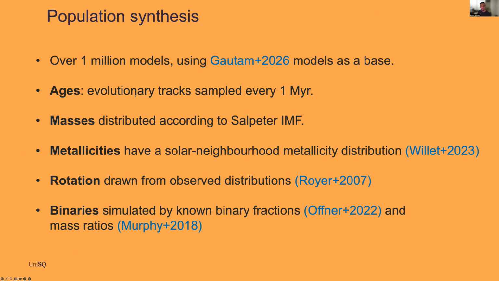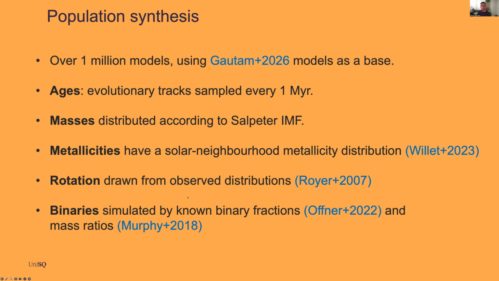So in order to work out how these effects propagate through to our analysis of delta Scuti stars, we simulated over 1 million models using Anuj's grid as a base. We sampled each evolutionary track every megayear so that the stars are equally sampled in age. The masses are distributed according to a Salpeter IMF. The metallicities have a solar neighborhood metallicity distribution. This comes from Willett et al. 2023. This doesn't mean that they all have solar metallicity. It's just that their distributions match the distribution of metallicities in the solar neighborhood.